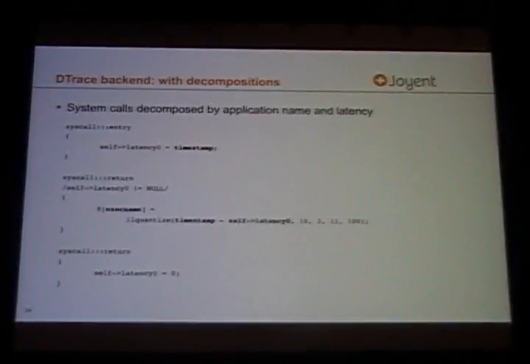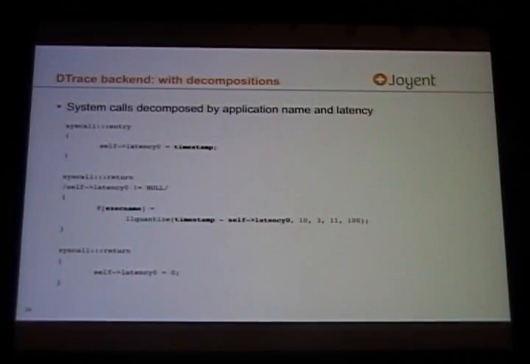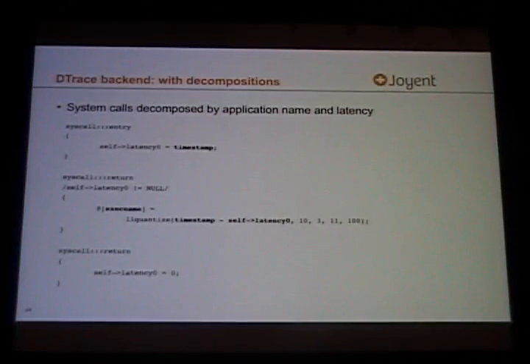This is a very simple dscript. When this call returns, we just keep a counter of how many times that happened, and we check that. Now suppose the user asks us to decompose this by application name and latency, say, because we're generating a colored heat map like Brendan showed before. This is a very similar script, but obviously it's a lot more complicated.